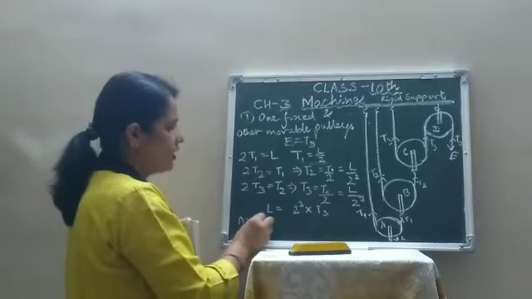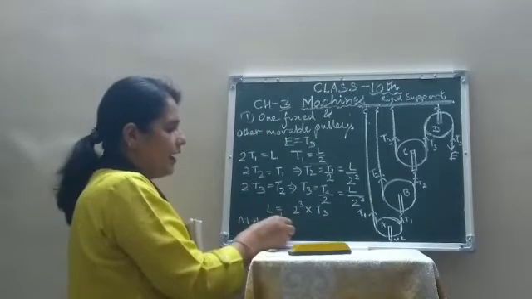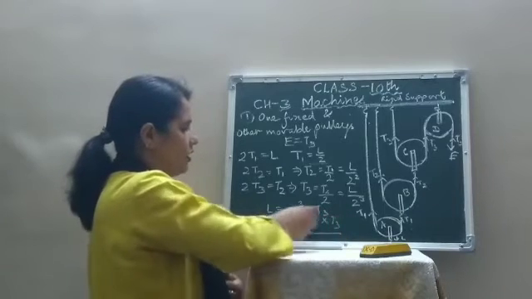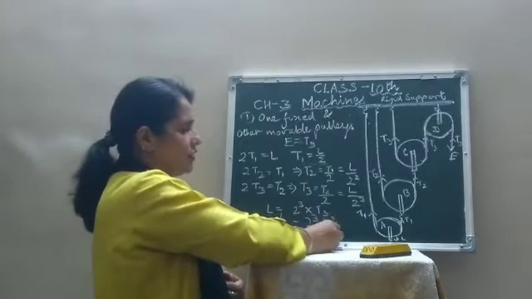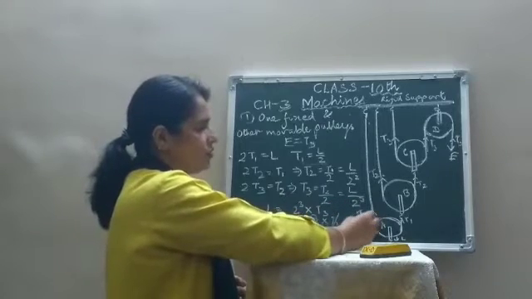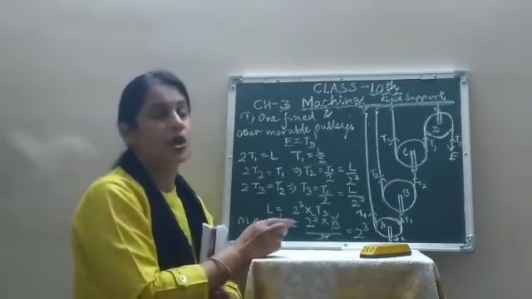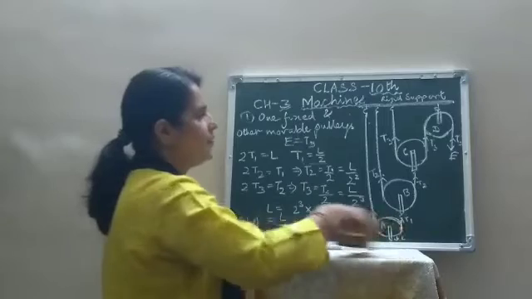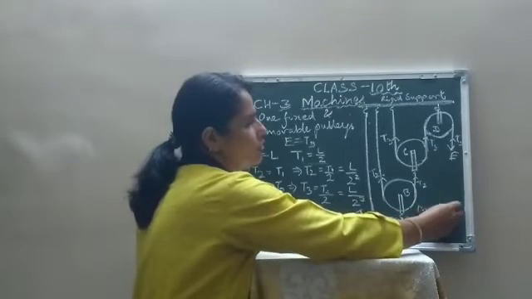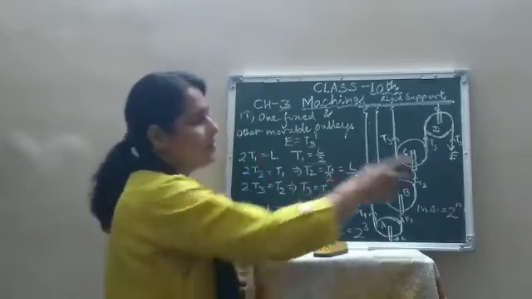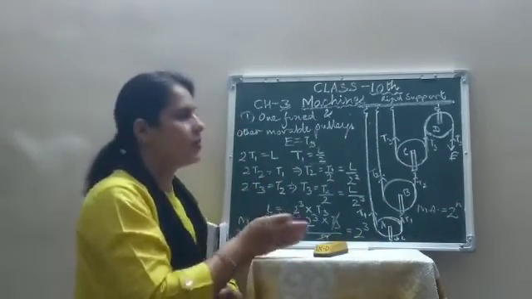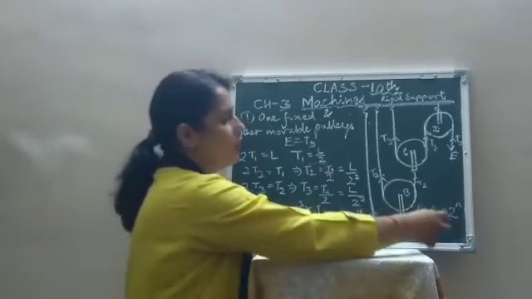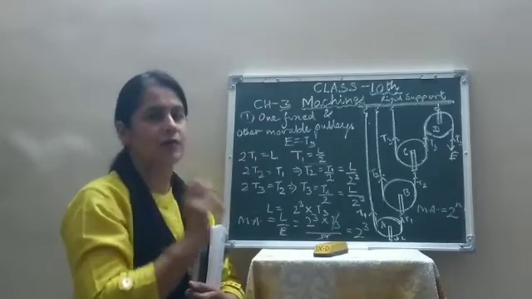Therefore, mechanical advantage equals load upon effort. How much is the load? 2 cube into T3. And how much was the effort? T3. T3 cancels, so mechanical advantage equals 2 to the power 3. So in general, if we are using n movable pulleys, the mechanical advantage equals 2 to the power n. This n is the number of movable pulleys, because a single fixed pulley is always 1.